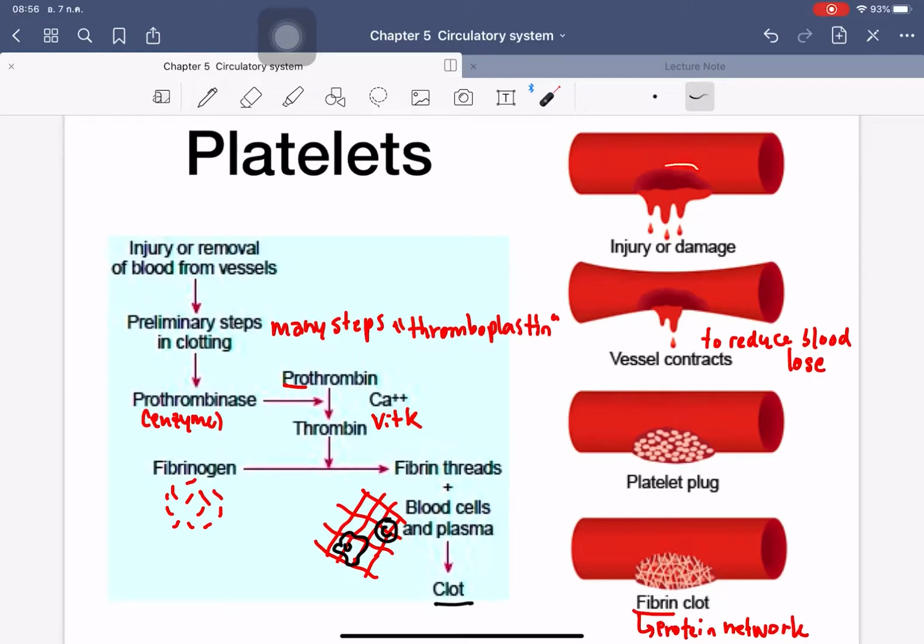For example, you have an injury with damaged cells like this. The first response is that the blood vessel contracts in order to reduce the blood flow. After that, it turns into the blood platelet plaque, and the platelet plaque later turns into the fibrin clot. And the fibrin is a protein network to trap the wound.